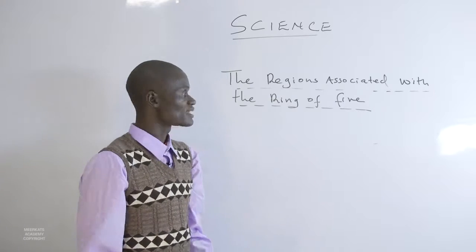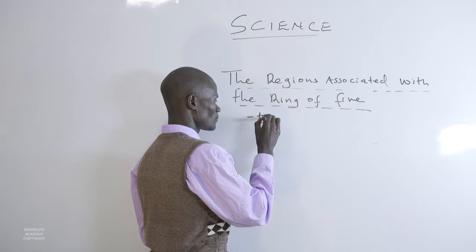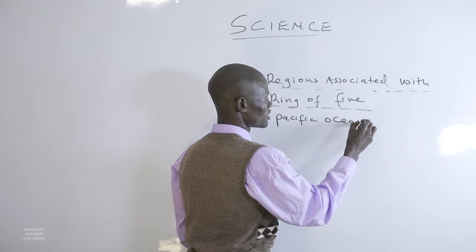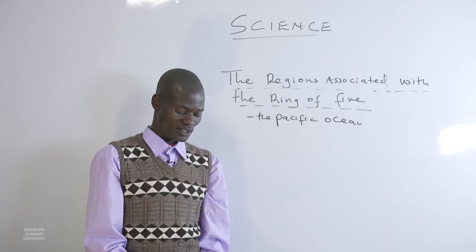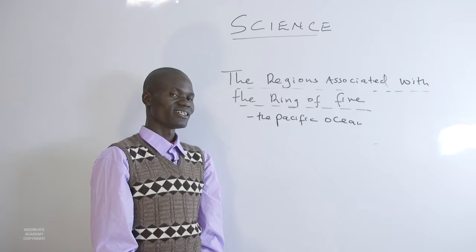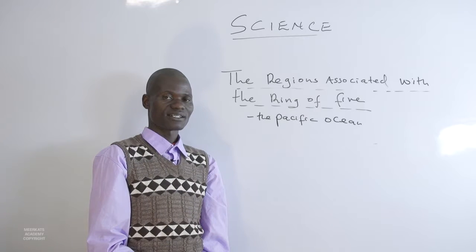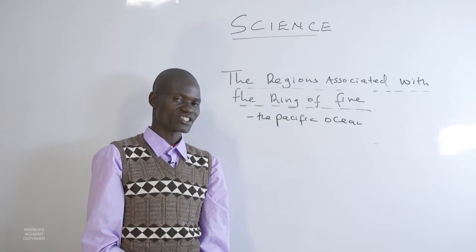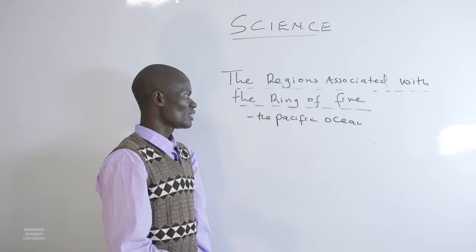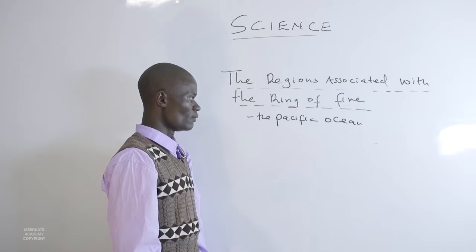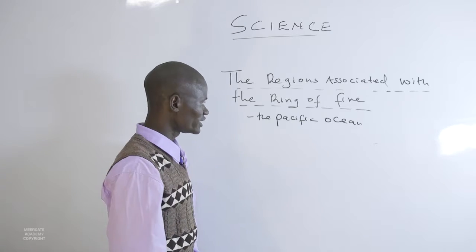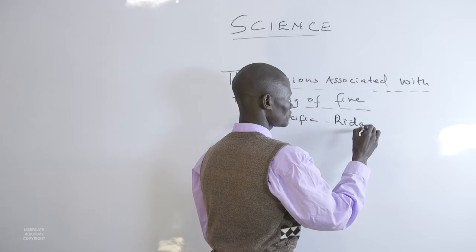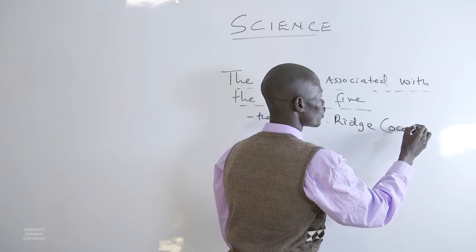Therefore, it is the Pacific Ocean. You remember now the East Pacific Ridge. Alongside this, there is numerous volcanic and seismic activity. Therefore, we can now say that the Pacific Ocean, which was initially referred to as the Pacific Ridge, is now called the Pacific Ocean.